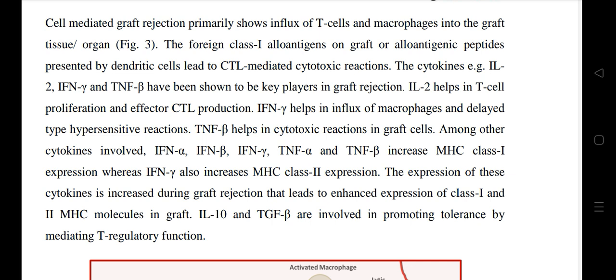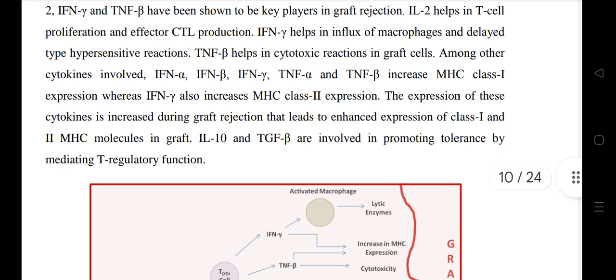Among other cytokines involved, IFN-alpha, IFN-beta, IFN-gamma, TNF-alpha and beta increase MHC class 1 expression, whereas IFN-gamma also increases MHC class 2 expression. The expression of these cytokines is increased during graft rejection, which leads to enhanced expression of class 1 and 2 MHC molecules in the graft. IL-10 and TGF-beta are involved in promoting tolerance by mediating T regulatory function.